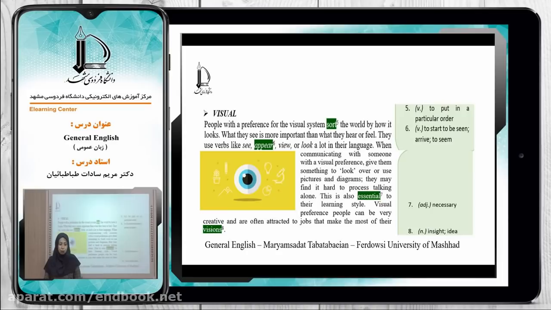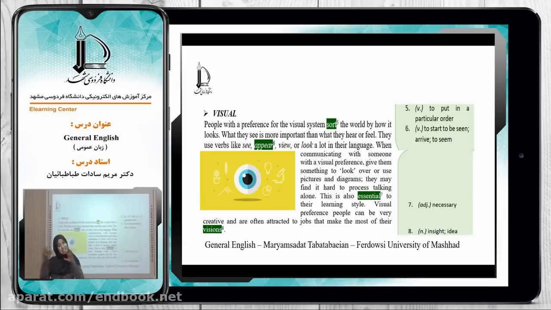And they use verbs like look, appear, see. What is appear? It means seem, yes? به نظر رسیدن. So, these are the words that they prefer to use. So, when communicating with someone with this preference, give them something to look at. For example, you can give them pictures or diagrams. What are diagrams? Nemudar, right.